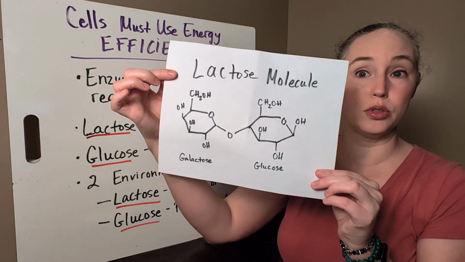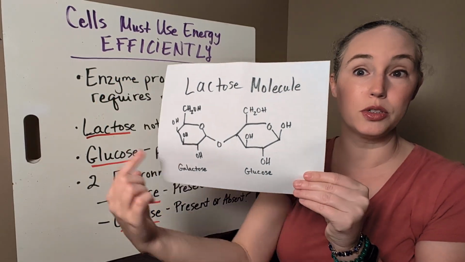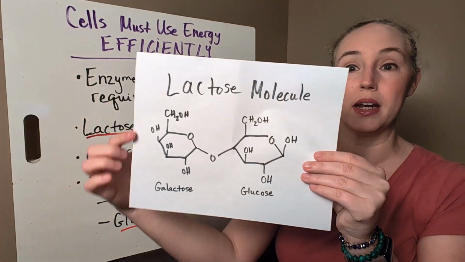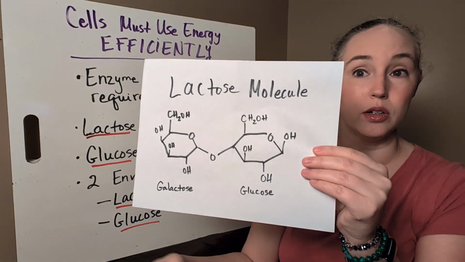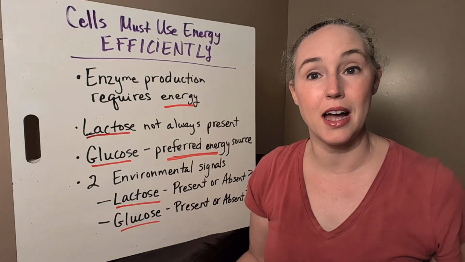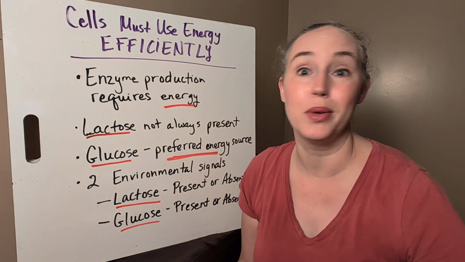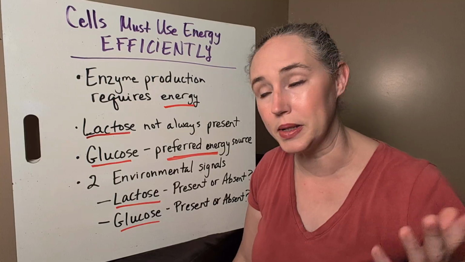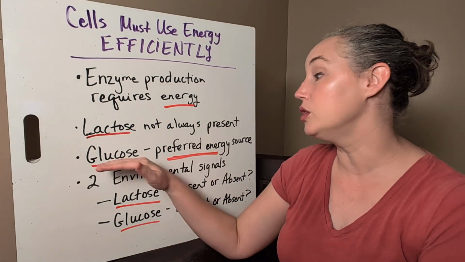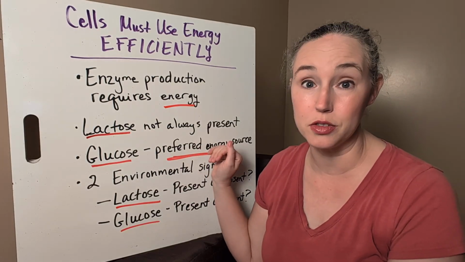Lactose is the two 6-carbon molecule that's made of galactose and glucose. So when we break it in half, glucose is now available. That's why we break lactose down in the first place. But lactose isn't always present, and glucose really is the preferred energy source for E. coli.